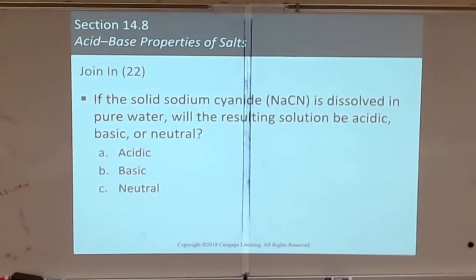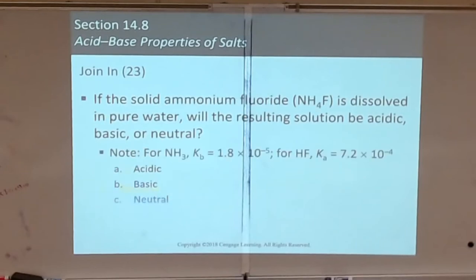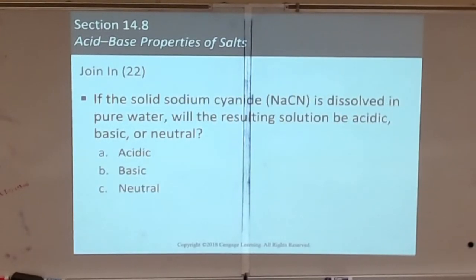What do I know about sodium? Strong. So it's not going to have any effect on what? The hydroxide. What do I know about cyanide? It's weak. So it's going to stick to the what? To the hydrogen. So it's going to do what to hydrogen? It increases the pH, which makes it basic. You guys good? Yep, that's going to be basic.